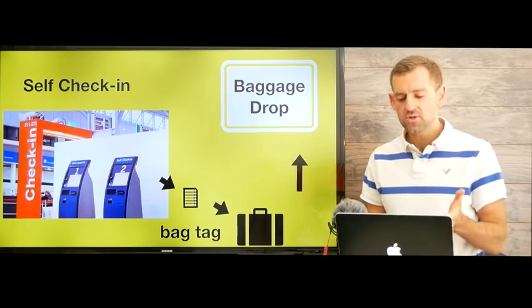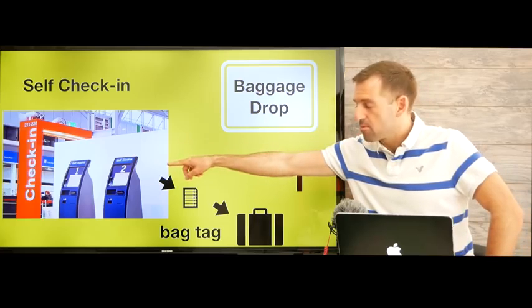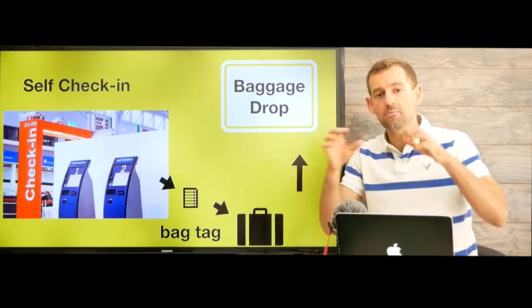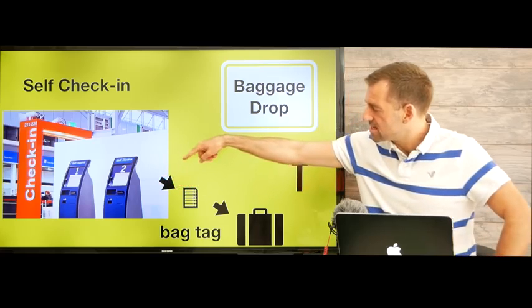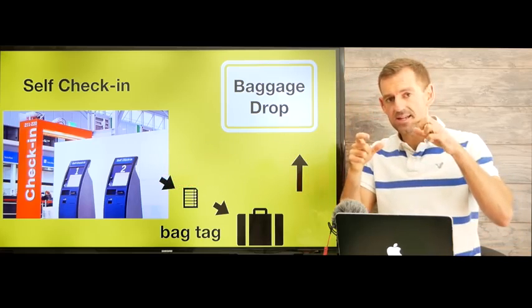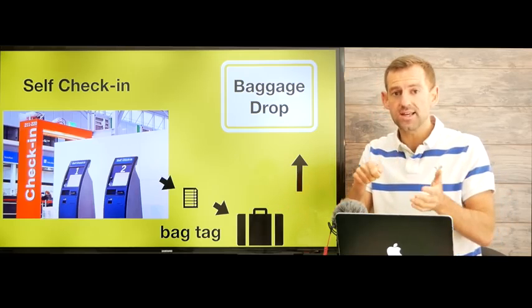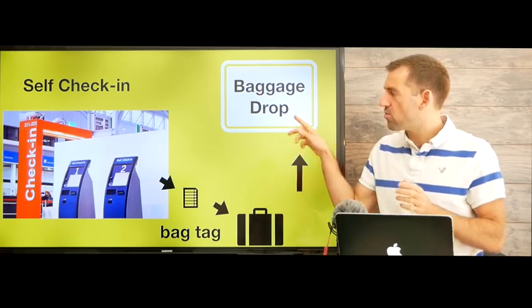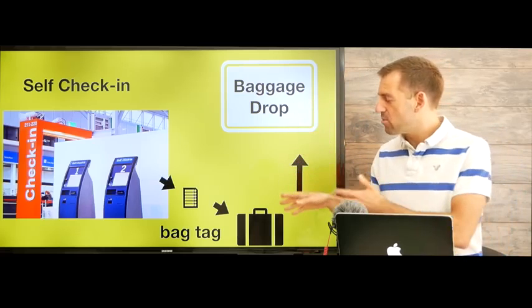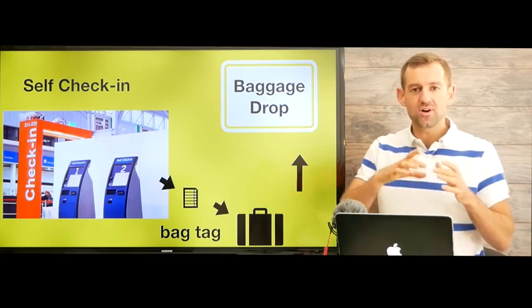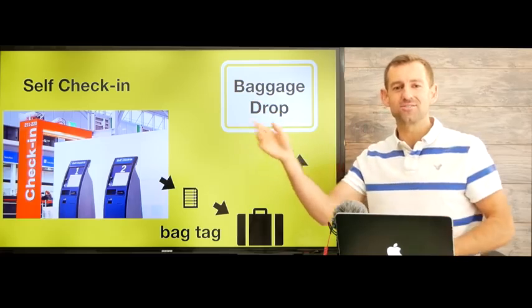Now if you do the self-check-in option, then you're going to get your boarding pass and your bag tag from this machine here. So you take your bag tag and you need to put it onto your suitcase yourself, and then you need to look for a sign that says baggage drop. And you're going to put your suitcase onto a conveyor belt and say, bye suitcase, it's going to go onto the plane.